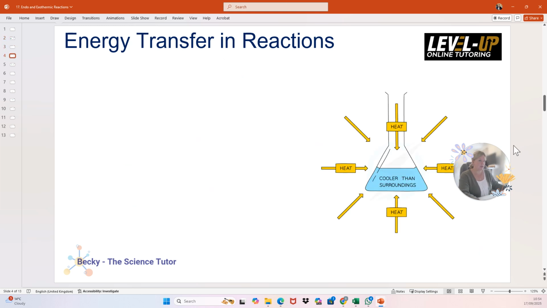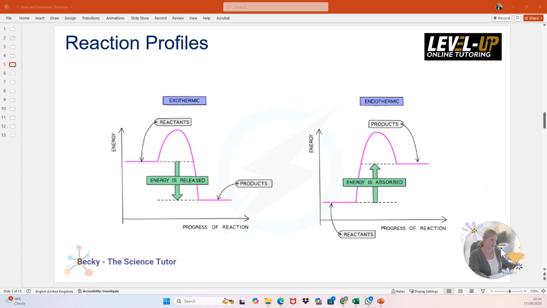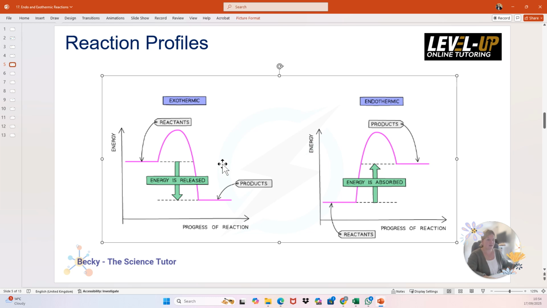Okay, so let's have a look then at the reaction profiles. Lots of questions dig into what is going on inside the reactions. There's kind of 3 levels to this. If you are a foundation or a higher level student, knowing what is going on and being able to draw, recreate and label these reaction profile diagrams is key. If you are a higher level student, we will dig a little bit deeper into actually what's going on in terms of bonds. Okay, so we all need to know how to interpret these reaction profile diagrams.